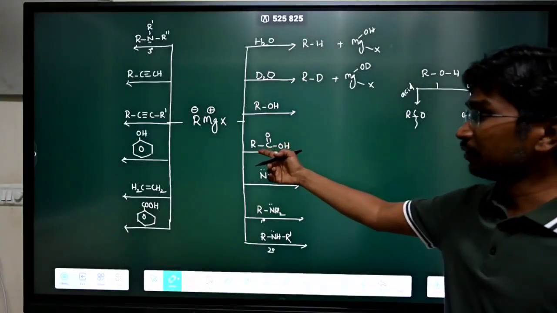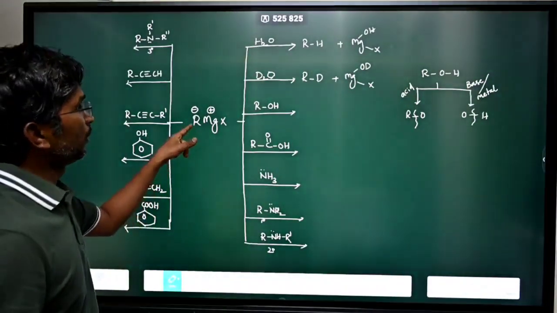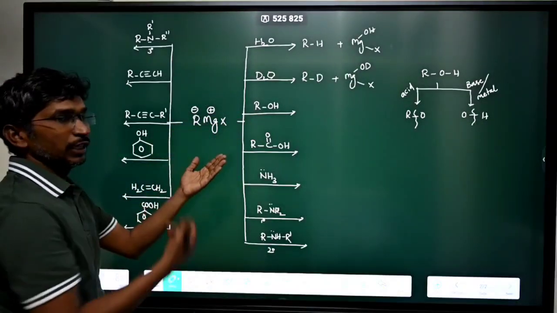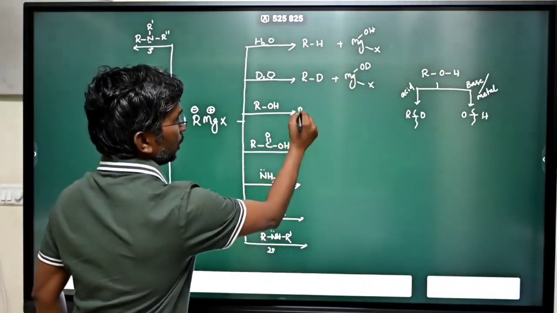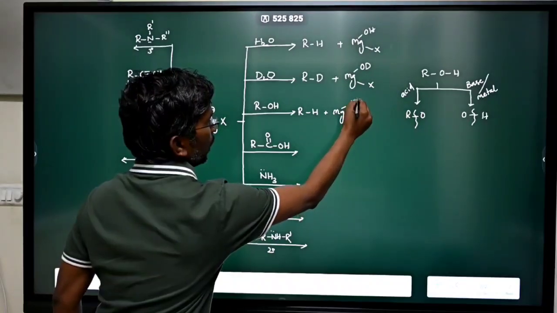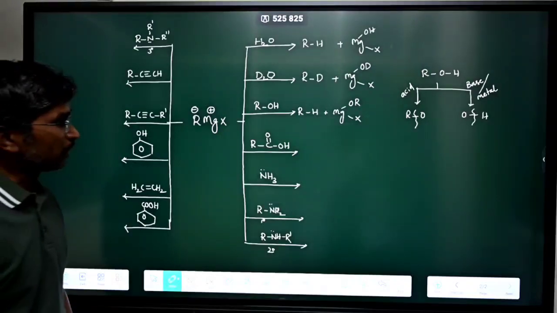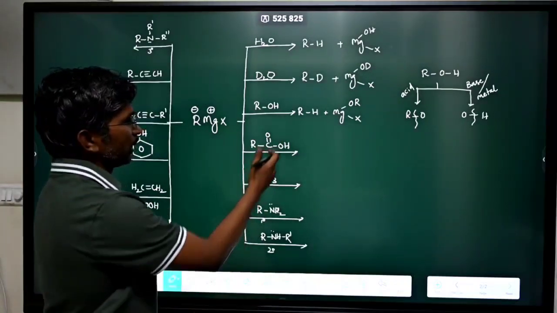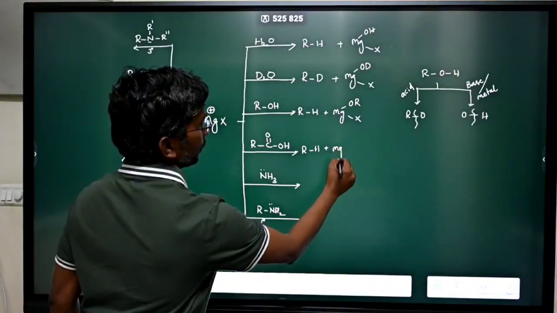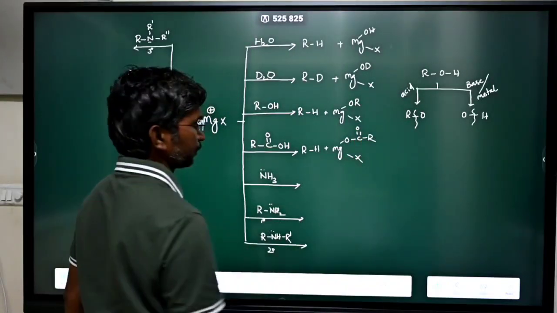So now, what have they given? R minus is given. R minus is also acting as a conjugate base. Whenever the conjugate base reacts with alcohol, it can take the proton from the alcohol, giving rise to RH. Plus Mg OR halogen. Next, carboxylic acid. Carboxylic acid decomposes into carboxylate plus H plus. H plus can react with R minus, RH will be formed. Mg OC double bond OR, halogen.